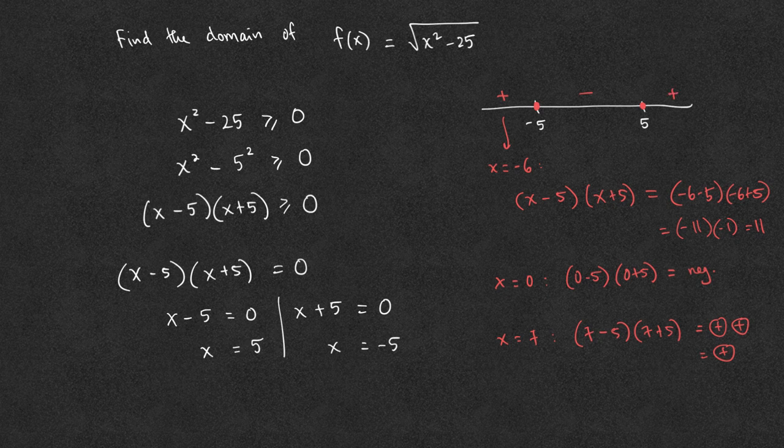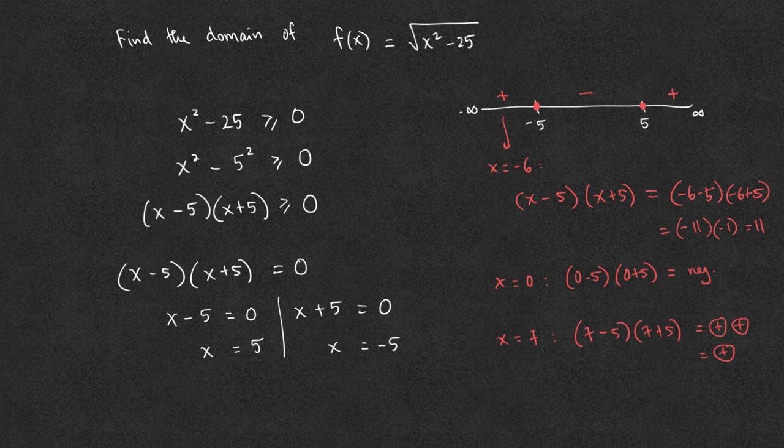And so the domain of this function is any number between negative infinity and negative 5. Any number between negative infinity and negative 5 would make the expression underneath the square root positive, and also any number between 5 and infinity.